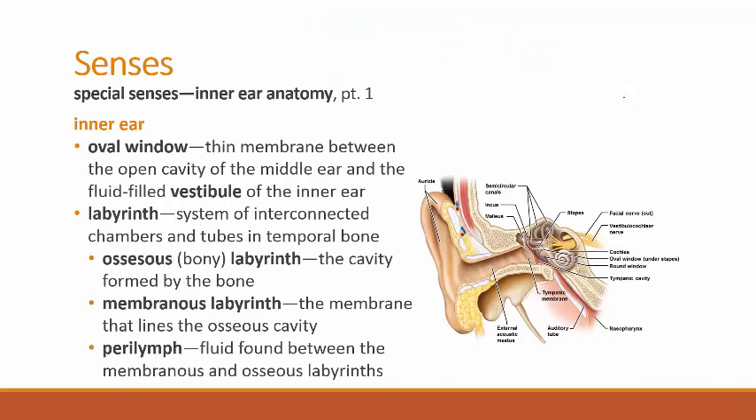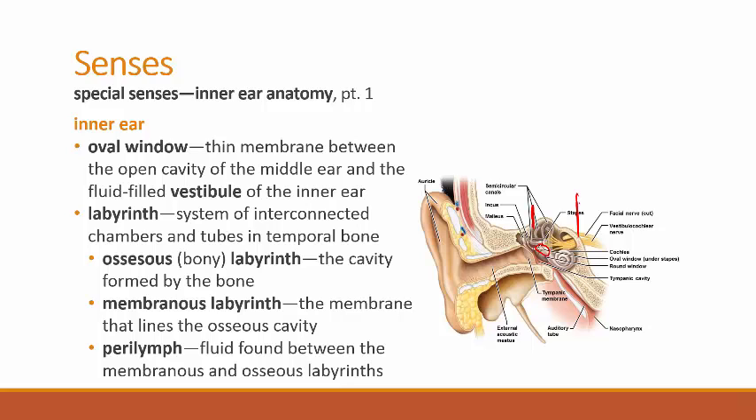Okay, so last is the inner ear. The inner ear is all of the portions of the ear that are encased in bone. So it begins at the oval window. That's where the stapes is going to cause the membrane at the oval window to flex back and forth, transferring vibrations into the fluids inside of the inner ear.